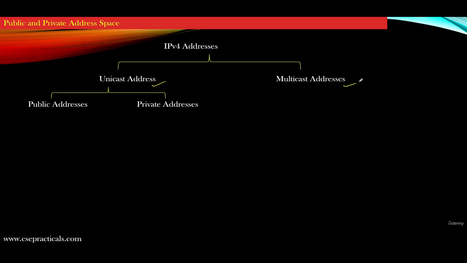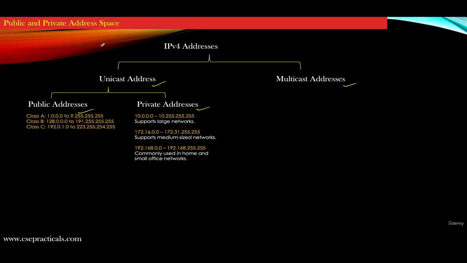In unicast address space, the IPv4 addresses are further classified as public addresses and private addresses. So we have given a specific range of IP addresses from the total set of IPv4 addresses under public addresses and private addresses. And further, under public addresses, the IPv4 addresses are categorized as Class A, Class B and Class C IPv4 addresses.